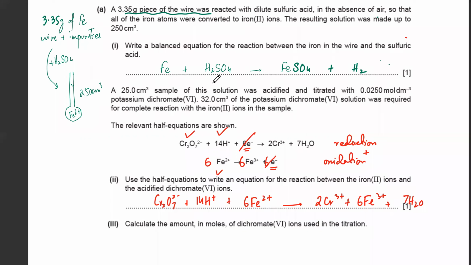Now, a 25 cm³ sample of this solution. So he takes 25 cm³ of this solution that contains iron 2 plus ions.